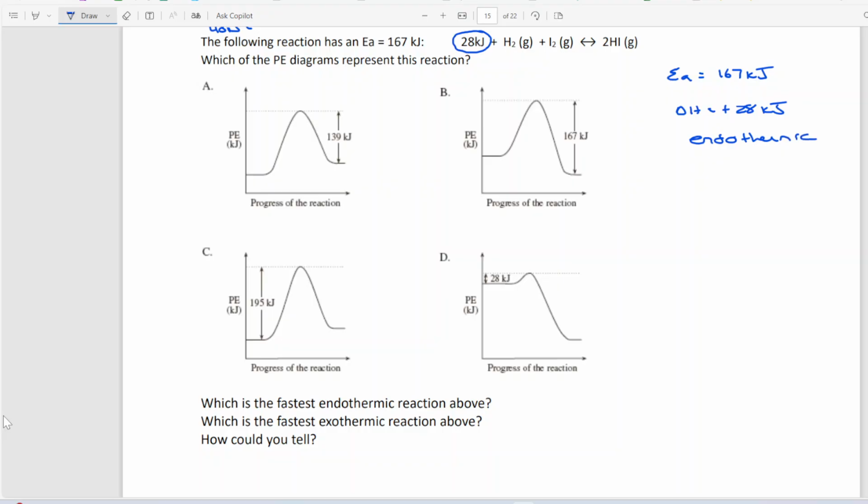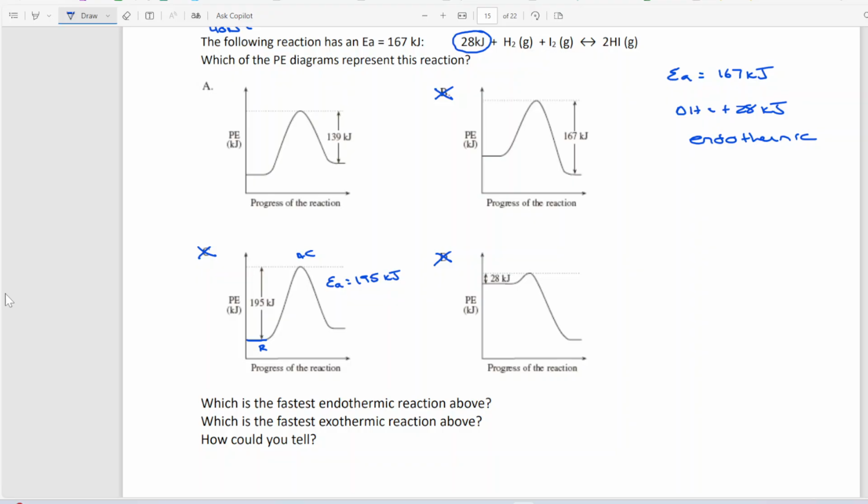So the first thing I would do, since this is a multiple choice question, is I would eliminate all of the exothermic reactions. So I'm going to eliminate B because it's a step down, and I'm going to eliminate D because it's a step down. So now I'm choosing between A and C. Now, right off, when I look at C, this is the difference between the reactants and the activated complex. So for this one, there is an activation energy of 195 kilojoules, and I know I wanted an activation energy of 167, so I know it can't be C.